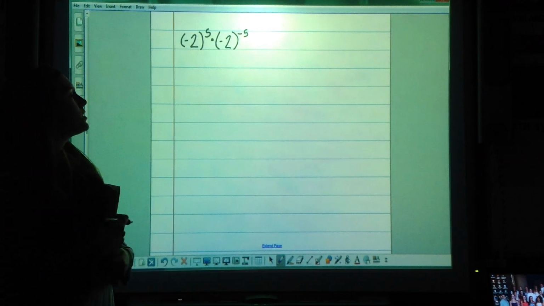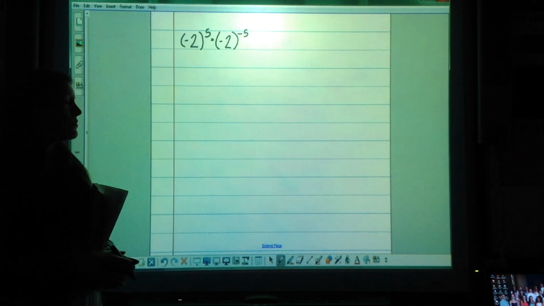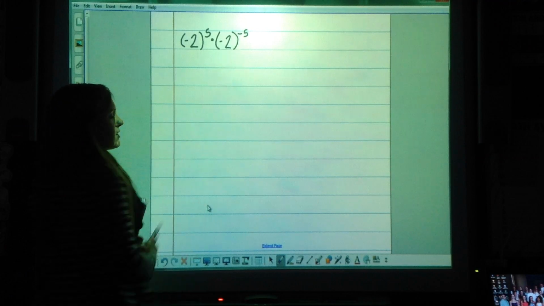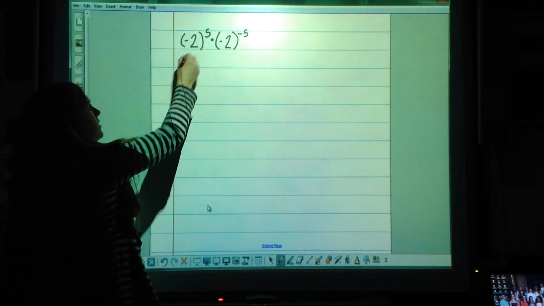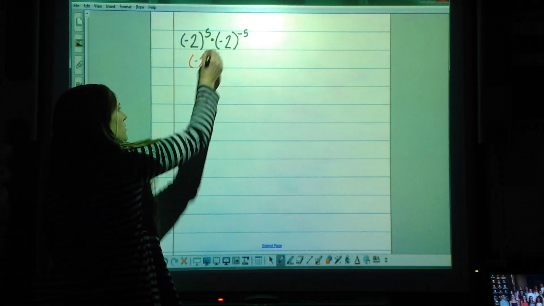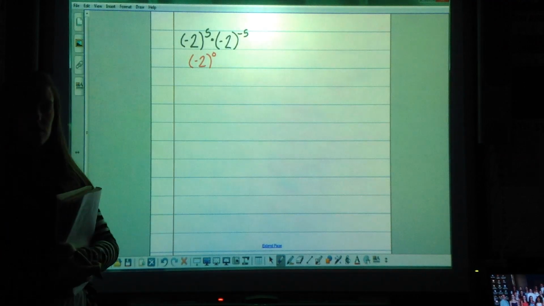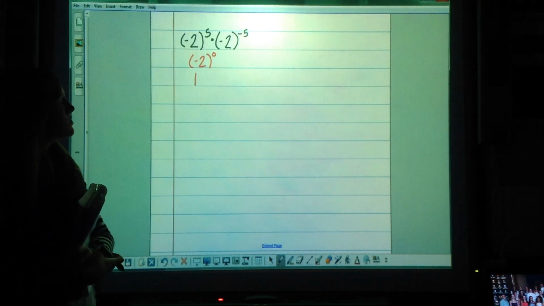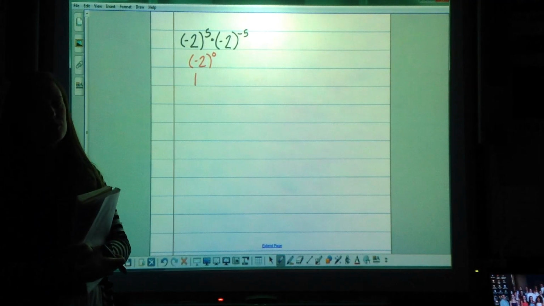In the first lesson we learned when we're multiplying with the same base, you add exponents. So I'm thinking 5 plus a -5, which is 0. Anything with the power of 0, we just learned, is 1. Okay, I think that's the shortest way to get there. Are there other ways to do this problem?